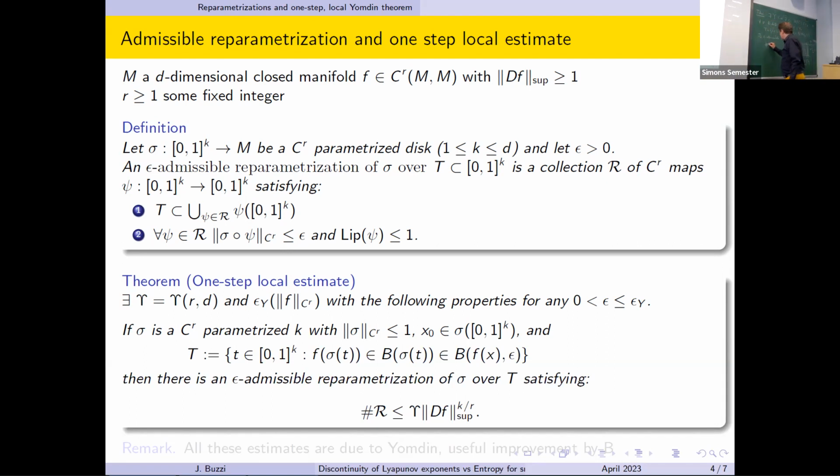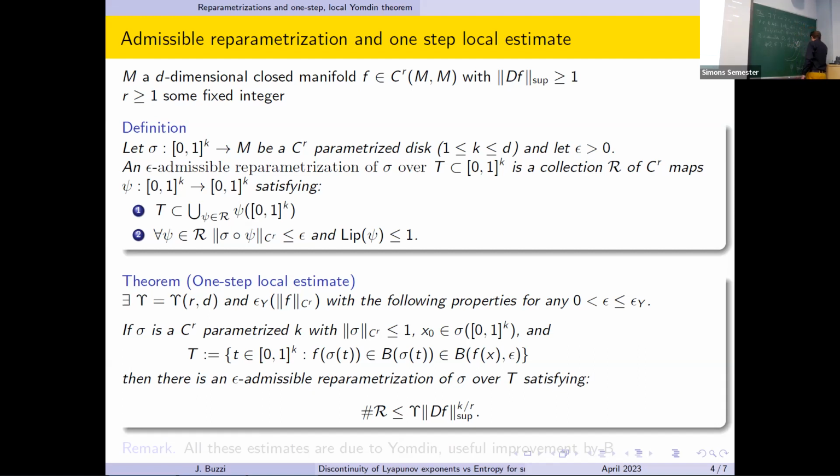Now the point is that, of course, we can always reparametrize and make the derivative smaller. The point is that if we didn't take the intersection with the epsilon ball at the image, we would just say that the cardinality would be like this Lipschitz constant of F to the power of the dimension. But in fact, Yomdin tells us we have much better. We can here take the power 1/r, so we divide by r. So the smoother we are, the less we have to pay here. This is the whole point of this business.